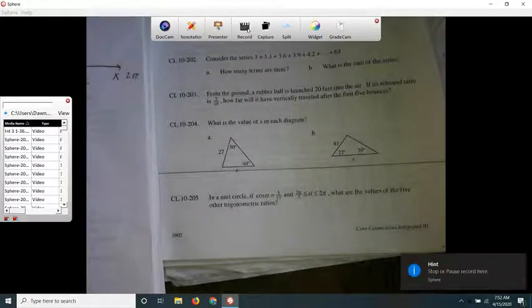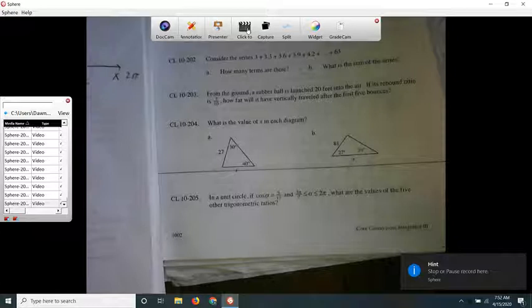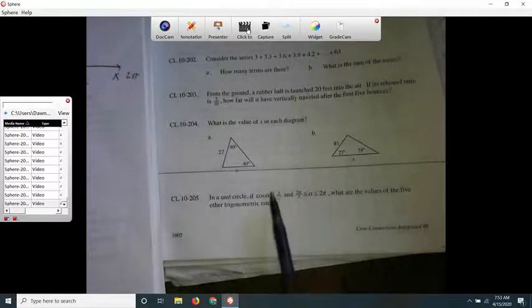Here's the integrated 3 problem CL10-205. It says in a unit circle, if cosine theta equals 5 over 13, and theta is in between 3 pi over 2 and 2 pi, what are the values of the 5 other trig ratios?